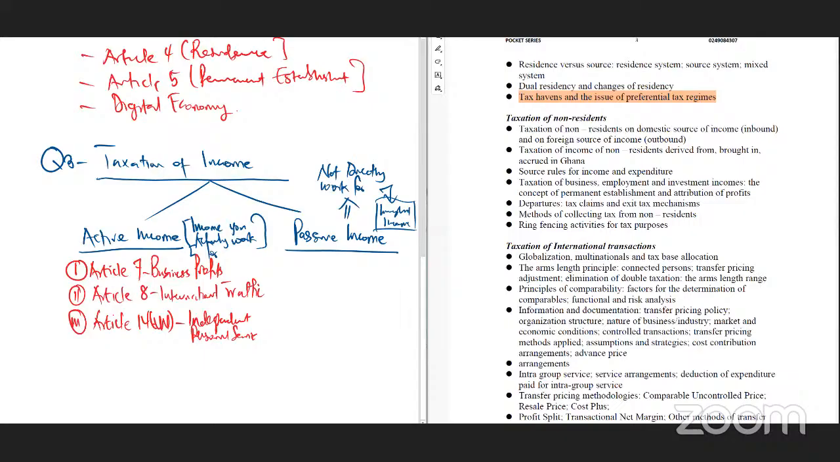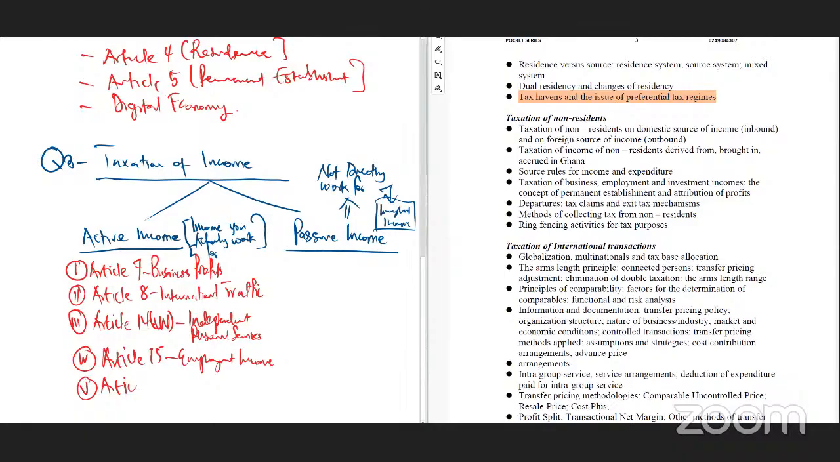okay? Then come and look at Article 15. So Article 15 is employment income, or what we call dependent personal services, right? Employment income, international employment income. Then we look at Article 16, which deals with directors' fees, okay?